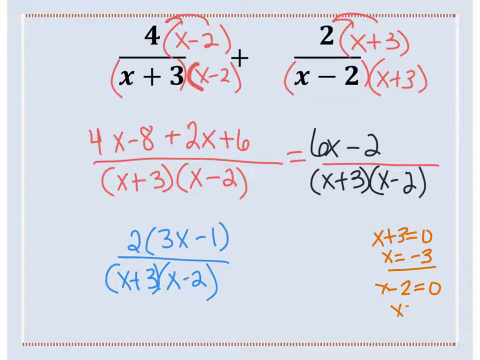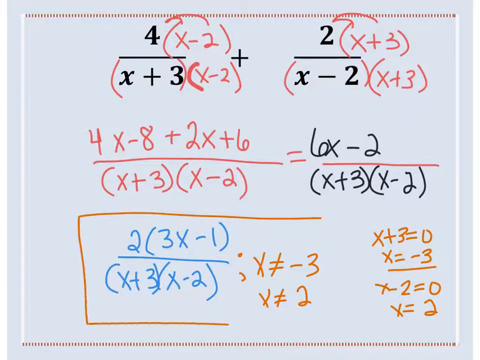Move the 2 over. So I'm going to go ahead and put a semicolon. That's just the way I'm going to separate it. X cannot be equal to negative 3, and x cannot be equal to positive 2. Those domain restrictions are very important, especially when we get into solving. Those cannot be part of our solution.